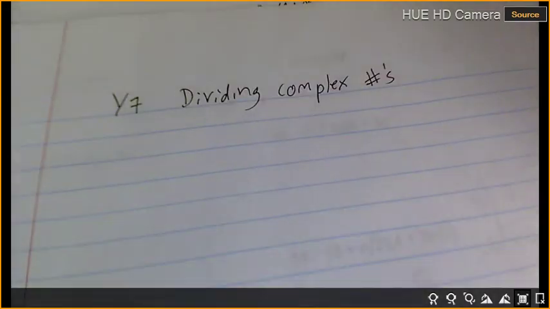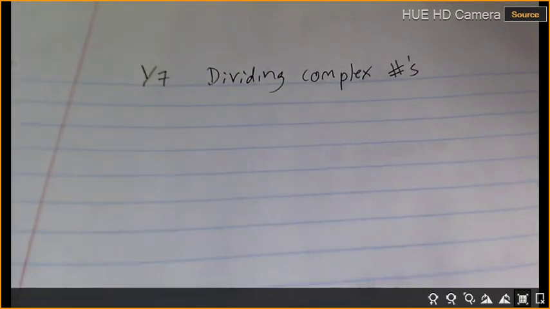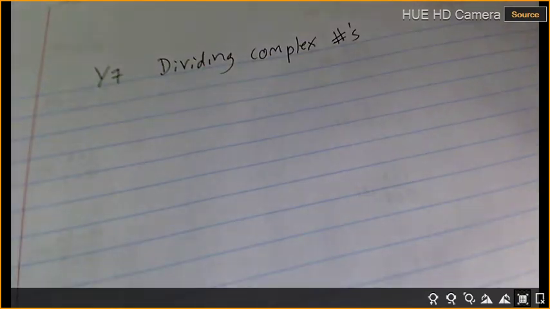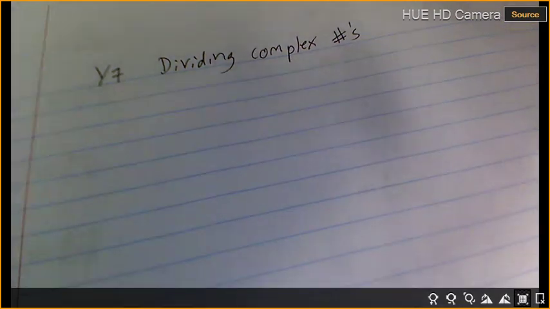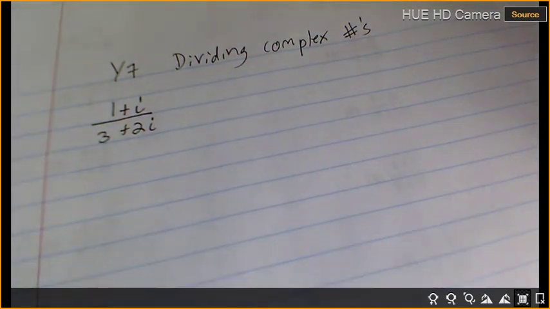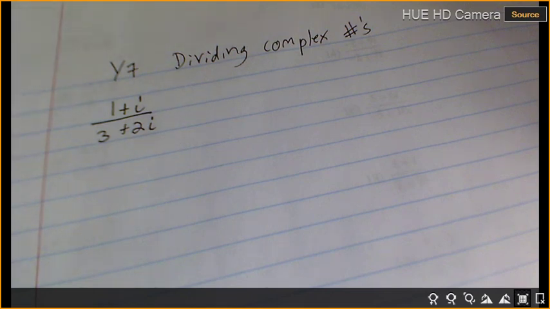not a complicated one, but one where we definitely will need to get rid of some stuff on the bottom. We've got 1 plus i over 3 plus 2i. Okay, first of all, we can't have any i's on the denominators of fractions. We have to get rid of them. It's like you can't have square root signs on the bottom, you can't have i's on the bottom.